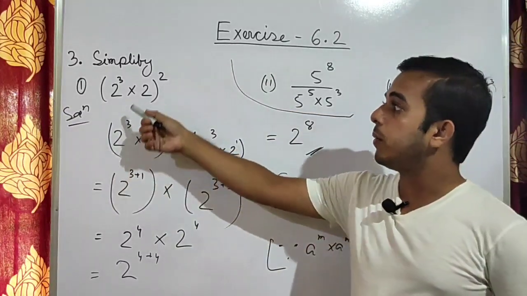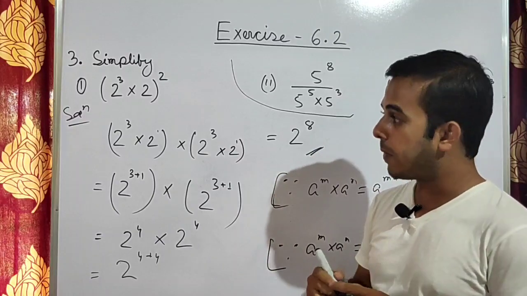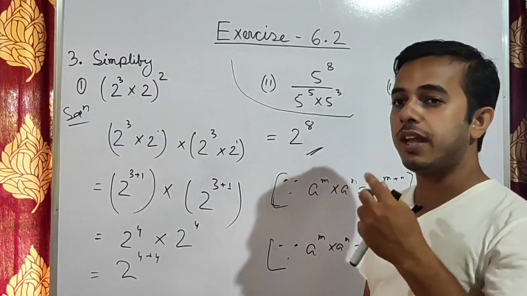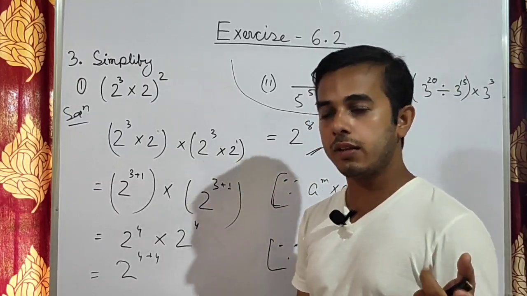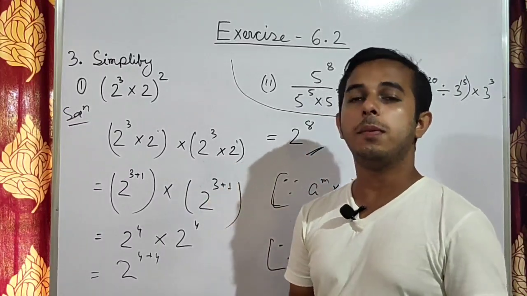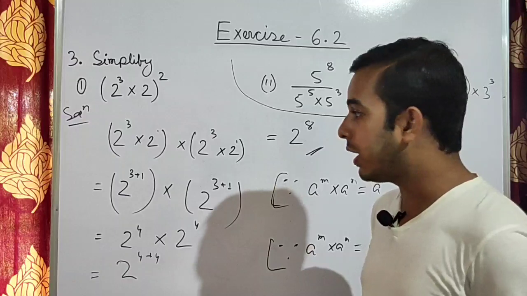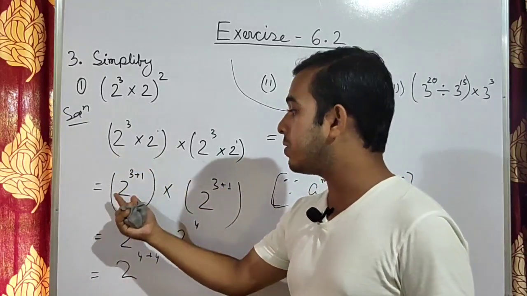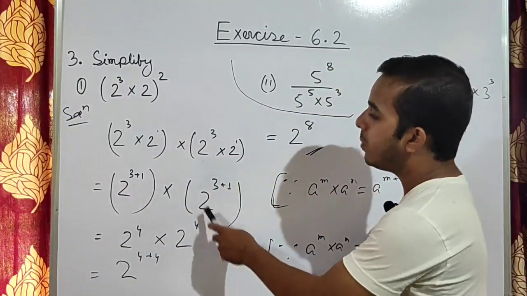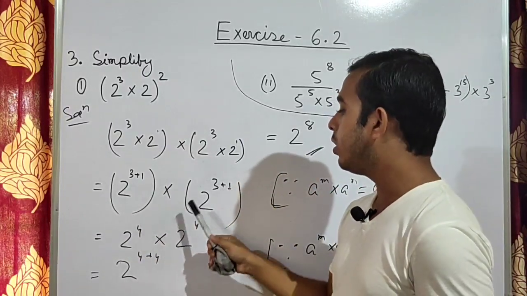Clear? First thing we have to expand this. Here expression is 2 cube into 2 whole square. So we have expanded 2 cube into 2 into 2 cube into 2. Clear? Now everyone knows that every number has power 1. Every number is multiplied with 1, every number has power 1 also. Now here this 2 is power 1, this 2 also is power 1. Now if we take common base, base common will be 2. Now power is 3 plus 1, isn't it? In this case also same, base common, power 3 plus 1. Now 3 plus 1 is how much? 4. So 2 to the power 4 into 2 to the power 4.